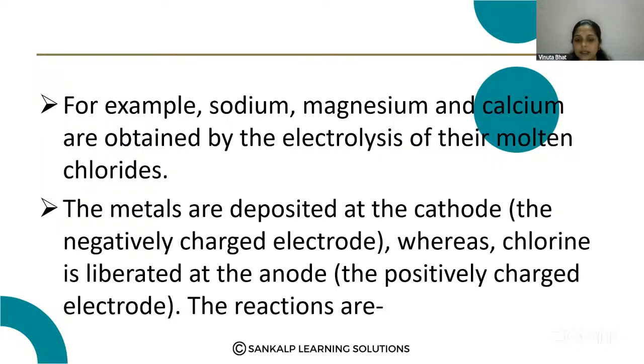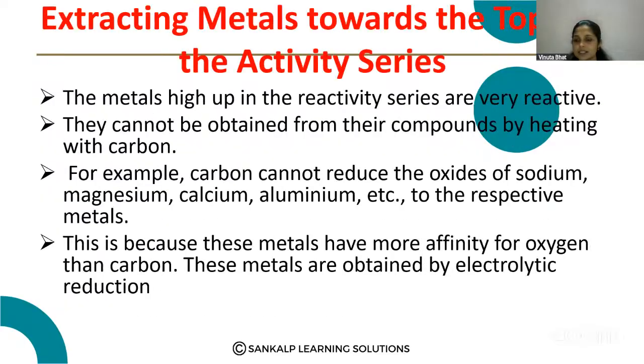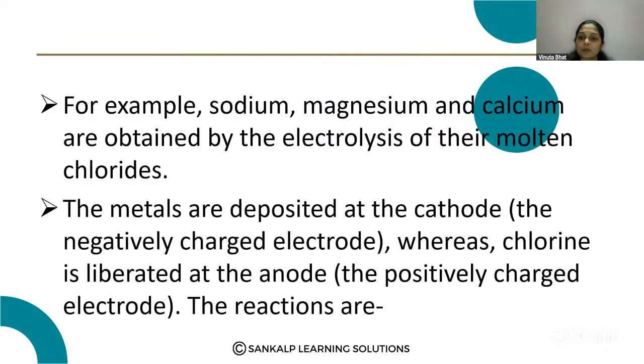Okay, any doubts? I think it's clear. So we cannot obtain this highly reactive metal from their oxides, so we use the molten chloride form. In the molten chloride form, through electrolysis we can obtain the pure metals.